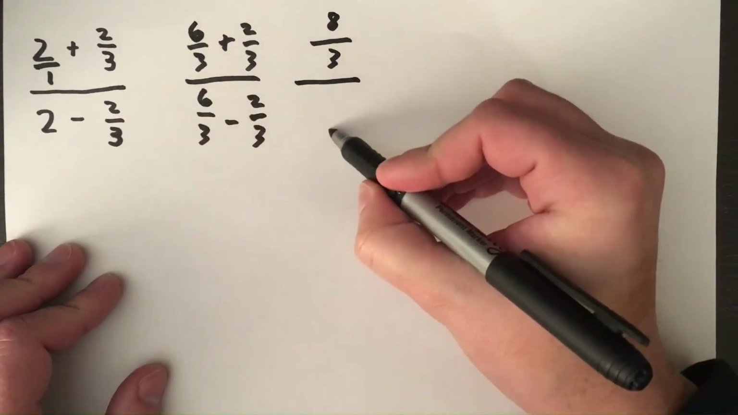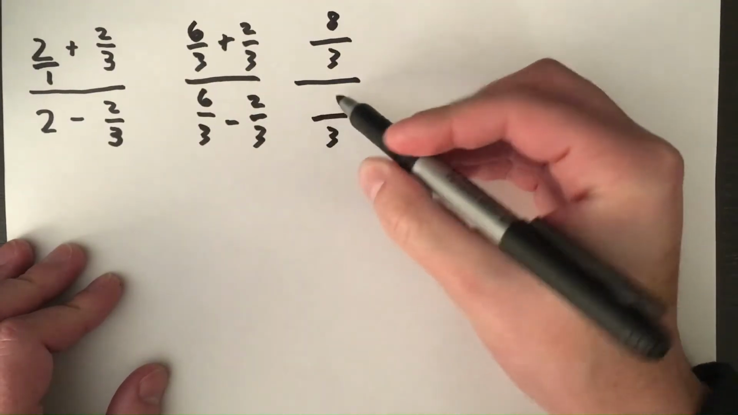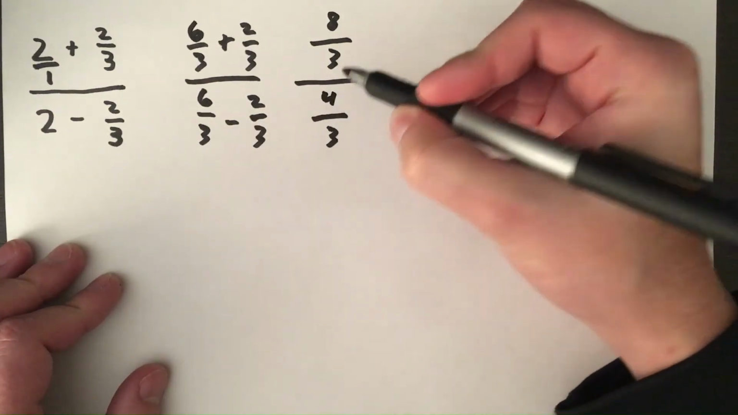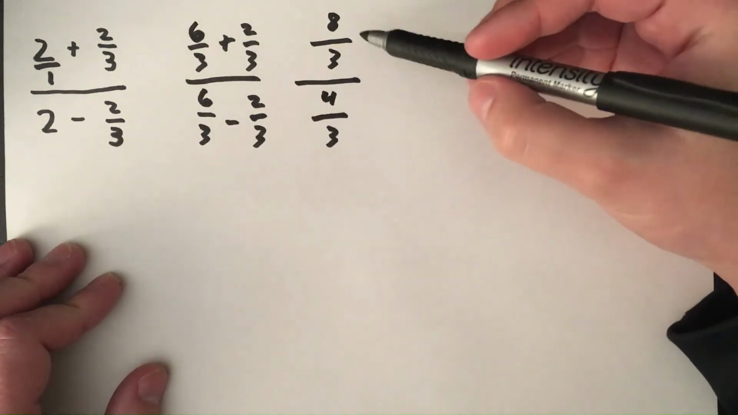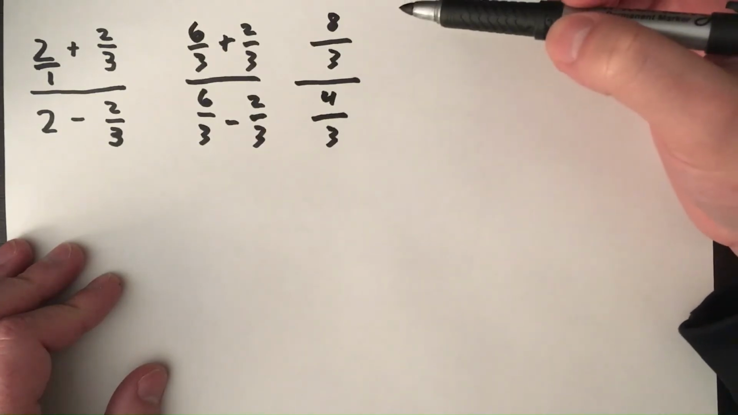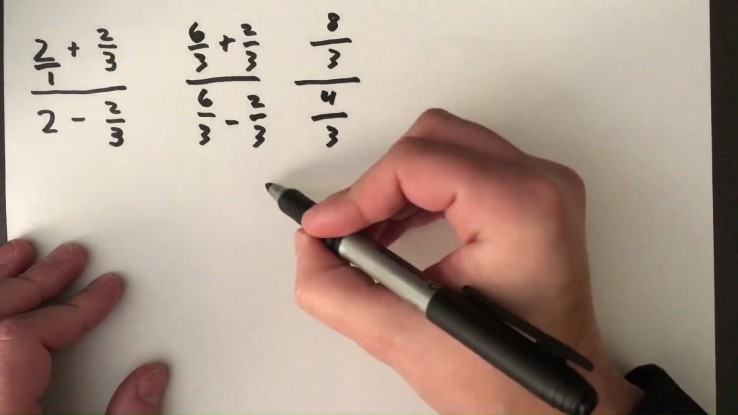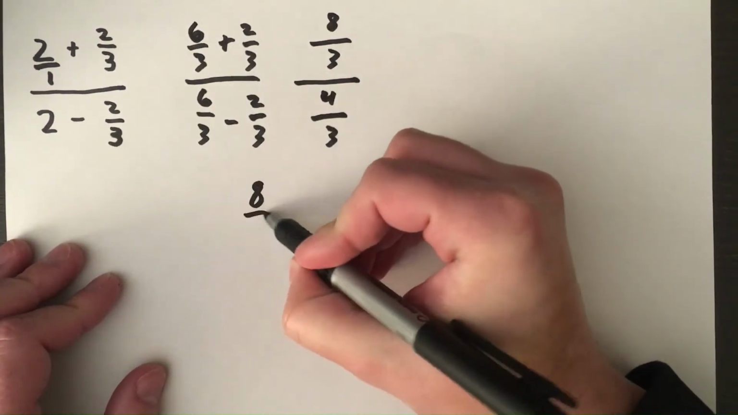Down here, the denominator will stay the same. Numerator, 6 minus 2 will give us 4. So now we have something a little bit cleaner over here. And now we're just going to solve this the same way we did the last problem. Write it out kind of like this.